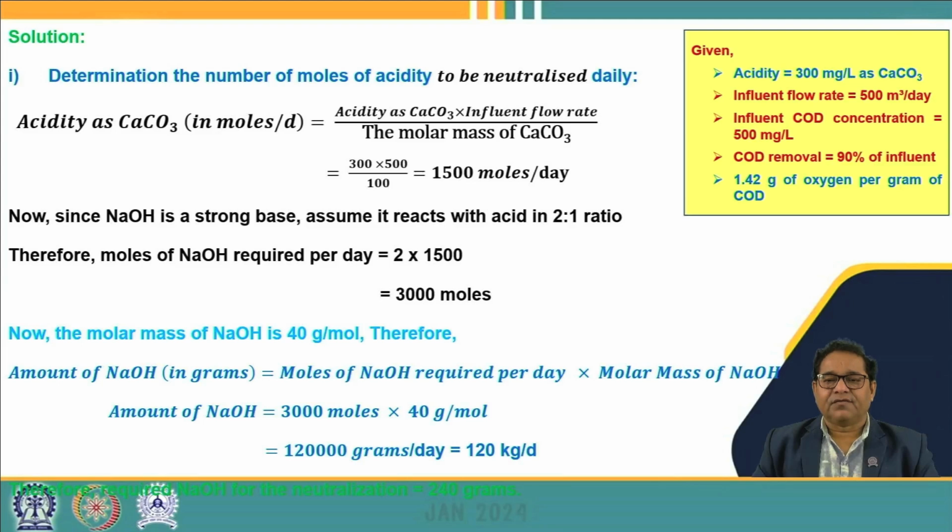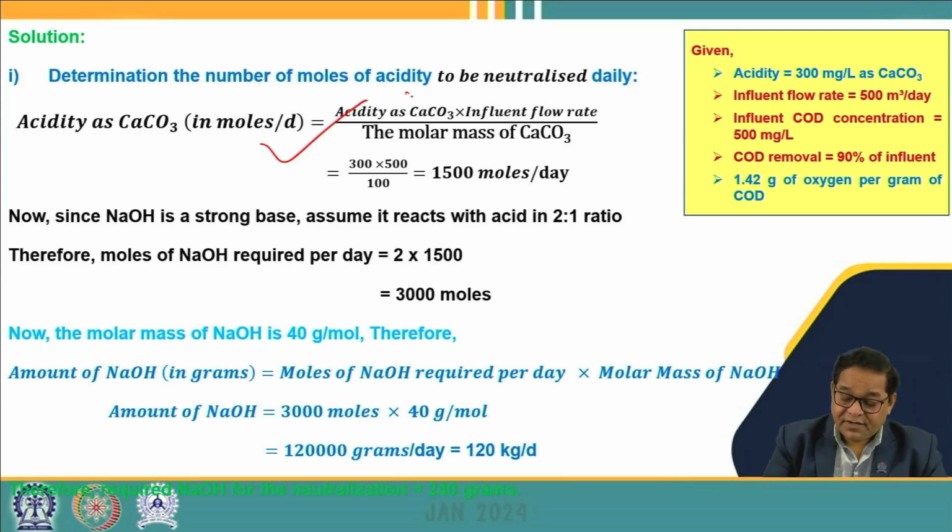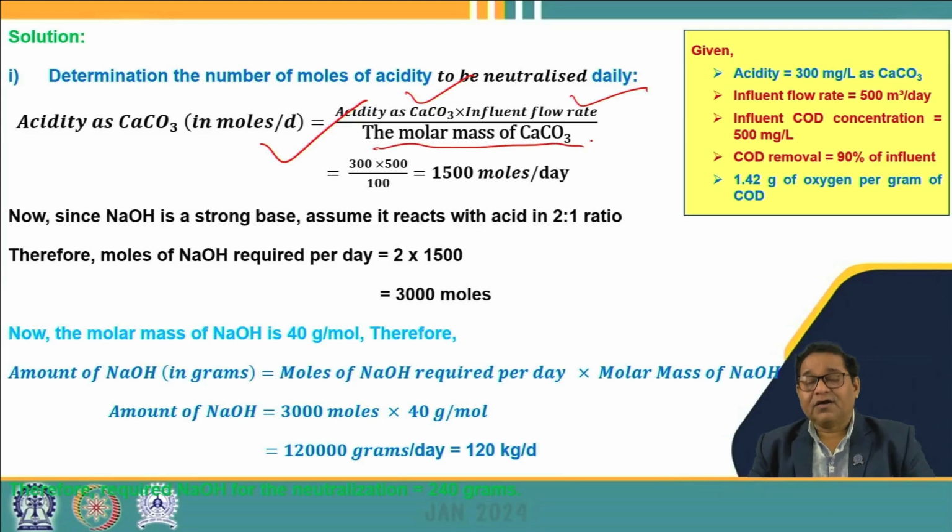As we can see, the wastewater contains a lot of acidity which needs to be neutralized. For this, some basic material like NaOH has to be used. First of all, we have to find out how much total acidity is there in the wastewater that needs to be neutralized. The total acidity in terms of moles per day can be found using this equation: acidity in terms of CaCO3, multiplied by the flow rate, divided by the molar mass of calcium carbonate.